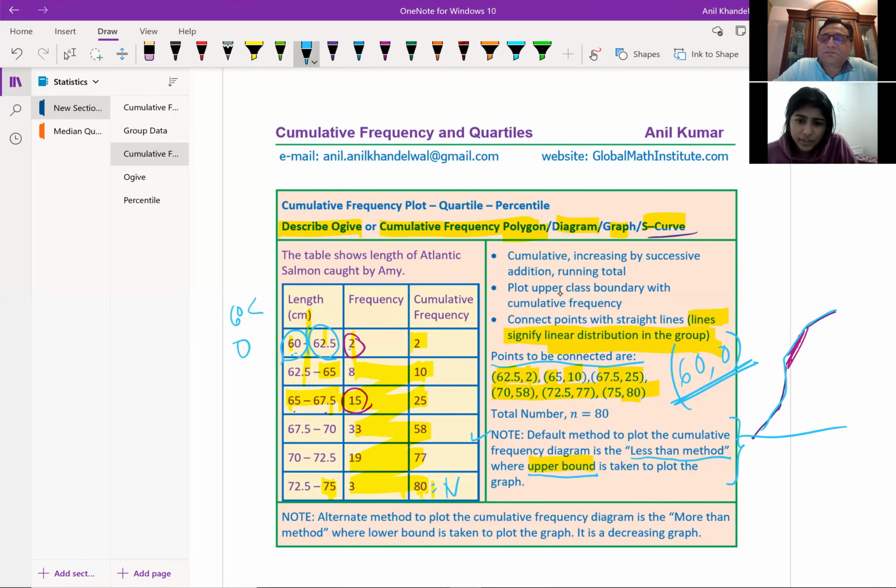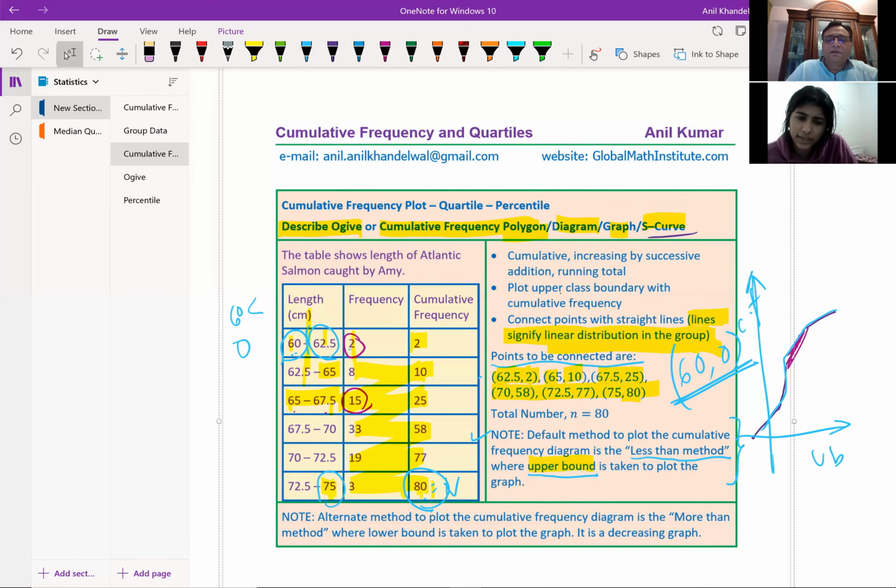Default method to plot the cumulative frequency diagram, or ogive polygon. The less than method is where the upper bound is taken to plot the graph. Clear. So all these coordinate points include the upper bound and the cumulative frequency, and that is the graph which we are going to draw. We'll take cumulative frequency on the y-axis and the upper bound values on the x-axis, and then we are going to draw this. And we are saying, when we say 80, that means everything less than 75 is 80.